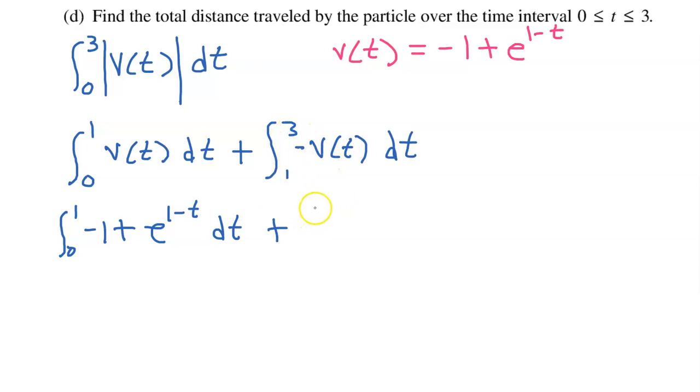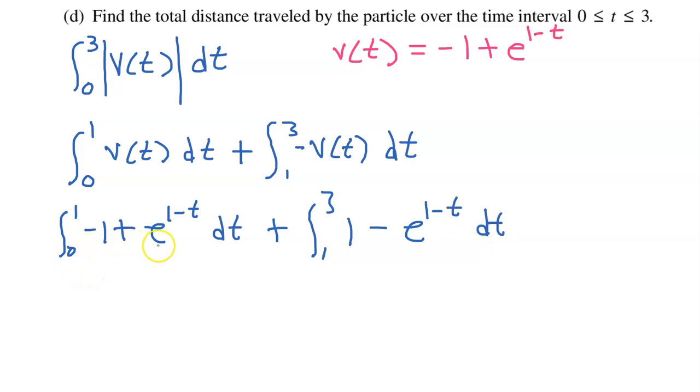But from 1 to 3, we need to do the opposite of this function. So I'm just multiplying everything by negative 1. So I'm going to have positive 1 and minus e to the 1 minus t power dt.